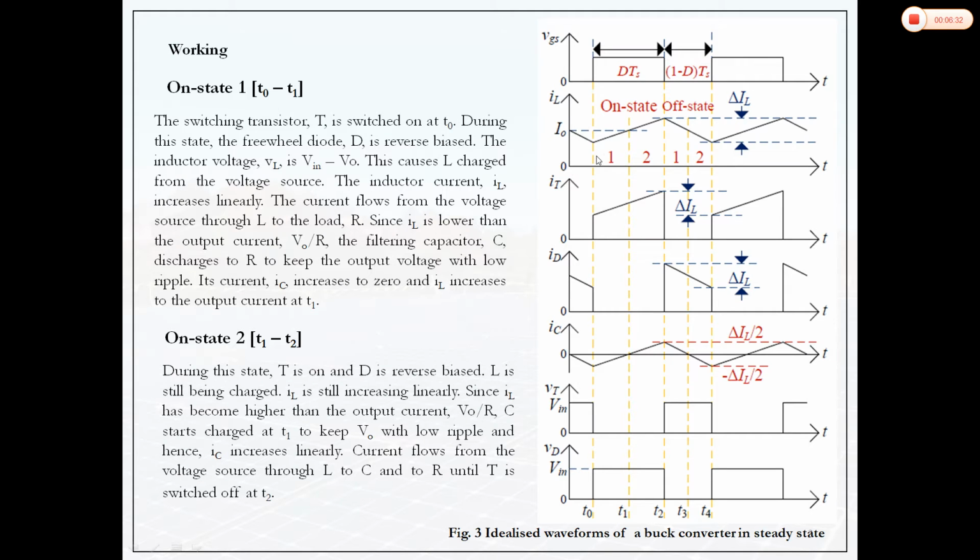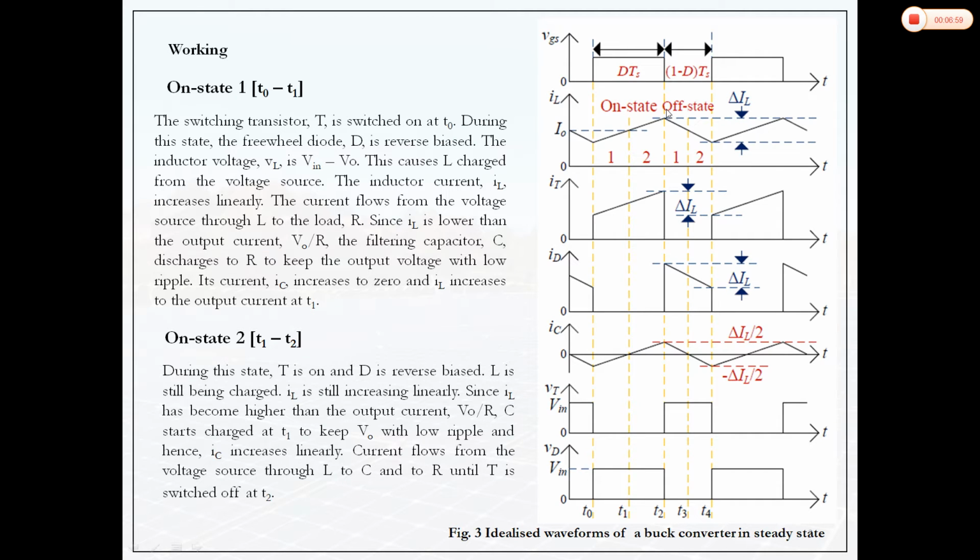So this inductor current will rise from some minimum value to some maximum value. Again, we are considering continuous conduction mode. That means the inductor current is continuous and it is not going to 0 before the next switching cycle starts. So from some minimum value, say I min, it is rising to some maximum value, say I max.